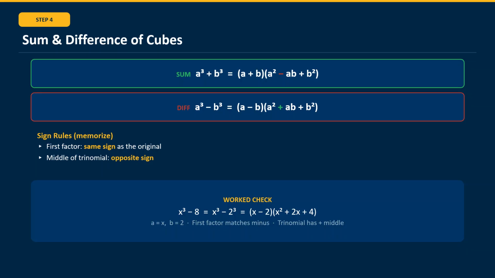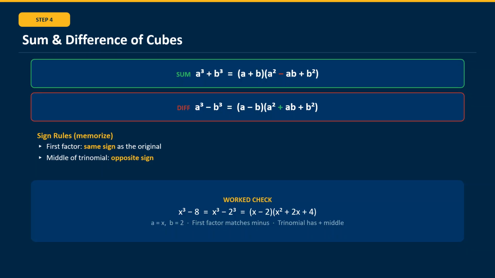The mnemonic for the signs is this. The first factor matches the sign of the original expression. The middle term of the trinomial factor takes the opposite sign. So sum of cubes has minus inside the trinomial, and difference of cubes has plus inside. The a squared and b squared in the trinomial are always positive.